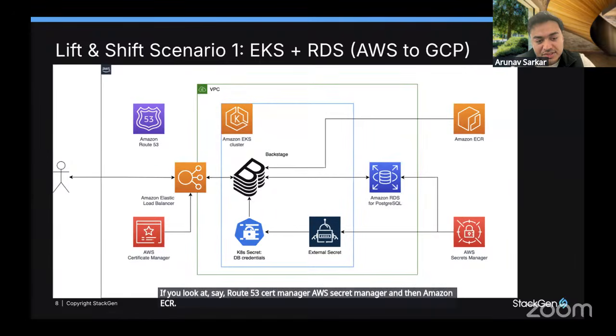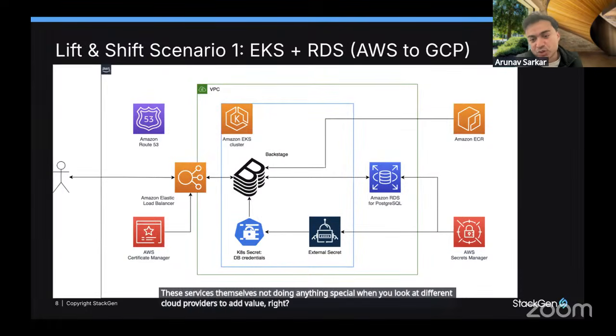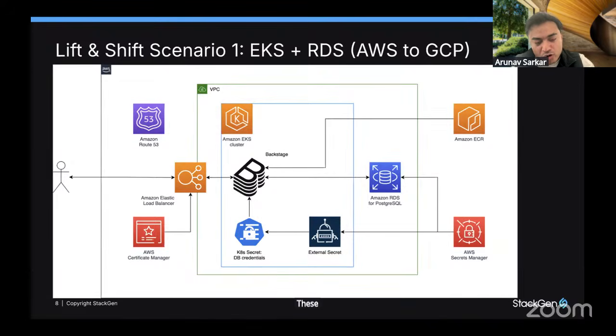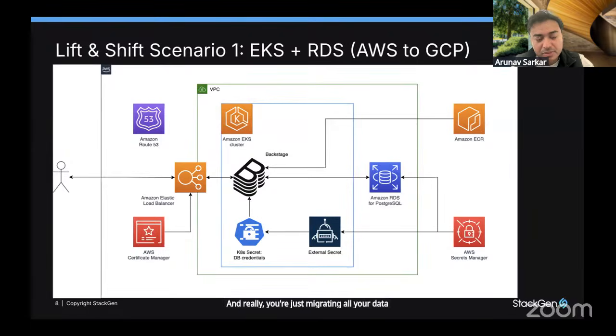These services themselves are not doing anything special when you look at different cloud providers to add value. The real value is what is stored within them. You only care about the images inside ECR and the secrets inside the secret manager, same with the certs. These are very easy to port over into new clouds typically, because you just have to set up some access controls, which are not going to be that difficult. And really you're just migrating all your data into these, okay?